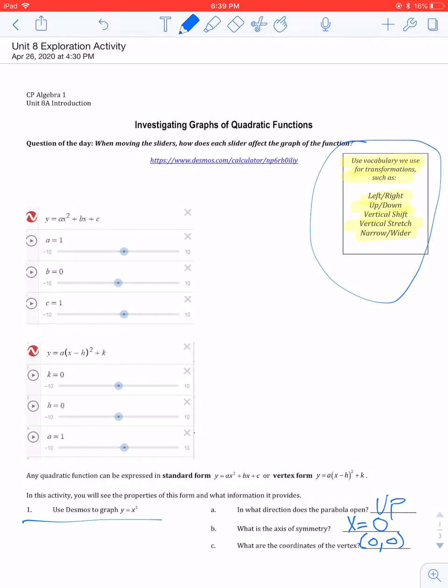Again, whatever you guys put down, I want you to cross-reference with the answer key. Don't use only the answer key. Going through and investigating all this on your own is a great way to get familiar with quadratic functions, and it would be a great way to start off this unit.